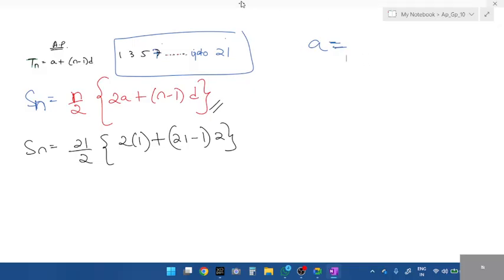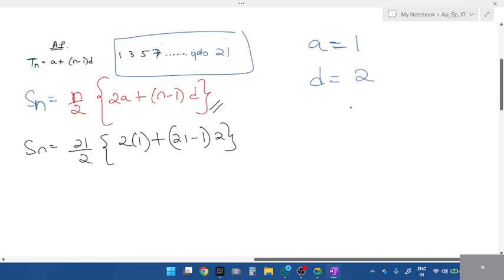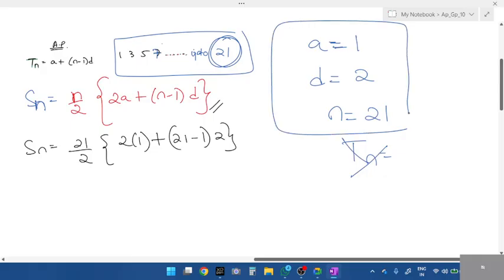I'll tell you how to differentiate. A is 1. Next. Are you able to find the D value, difference? What is the difference? 1, 2. Very good. What about the N value? Up to which number you have to find? 21. But we are not able to find Tn, right? Tn 21 value, we don't know what it is, students. This is not required. For this sum, only these three values are required.